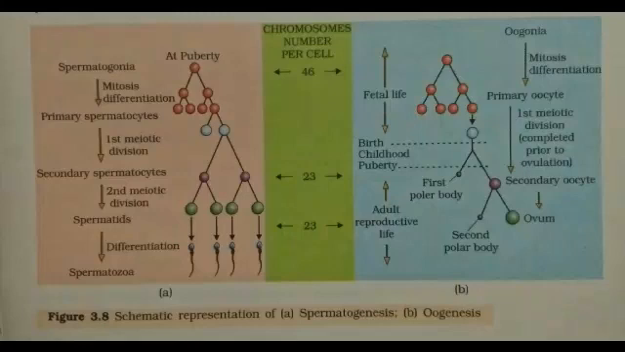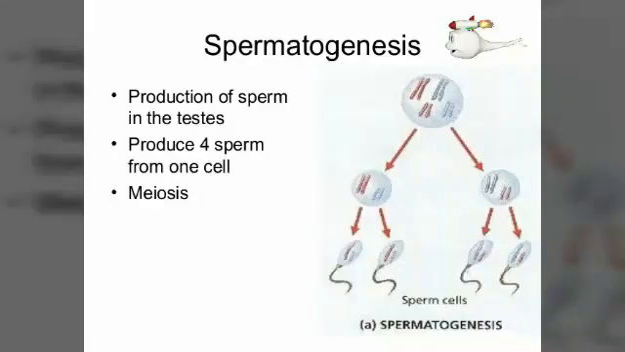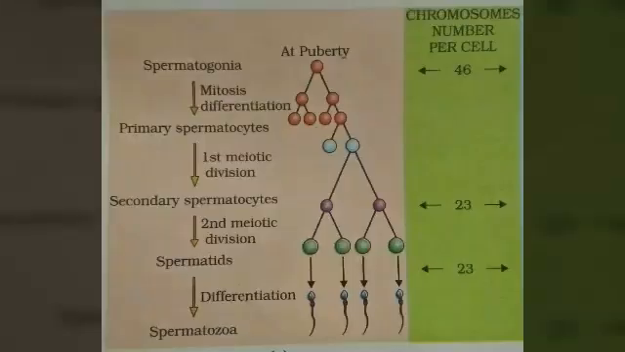In this diagram there are both spermatogenesis and oogenesis. In spermatogenesis, sperm are produced in the testes, and 4 sperm are produced from one cell after meiosis. So after meiotic cell division, one cell divides into 4 sperm cells. So this is the structure of spermatogenesis.